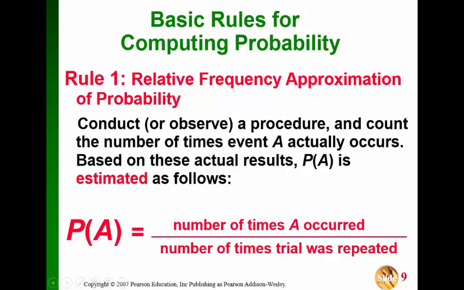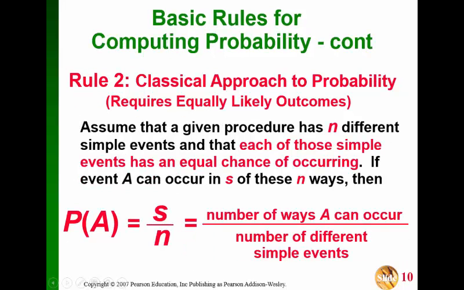So a relative frequency approximation of probability is based on doing this experiment a whole bunch of times. Now, there's another one called the classical approach to probability, where instead of doing the experiment a whole bunch of times, if you know more information about the scenario, then you can actually figure out the exact probability.